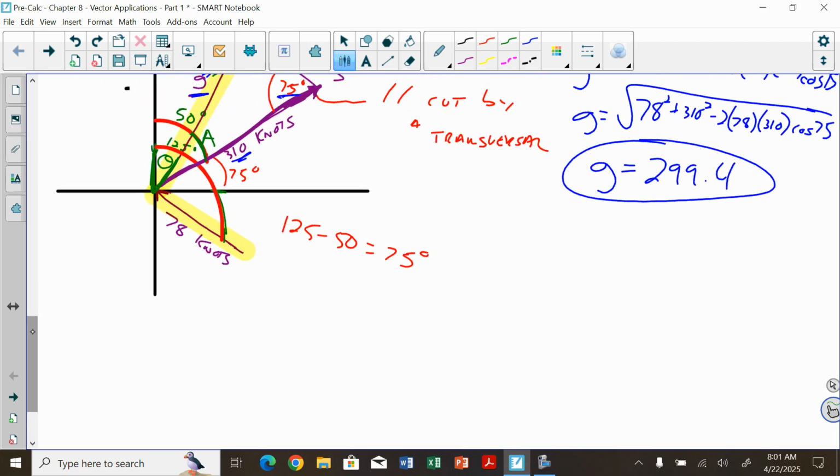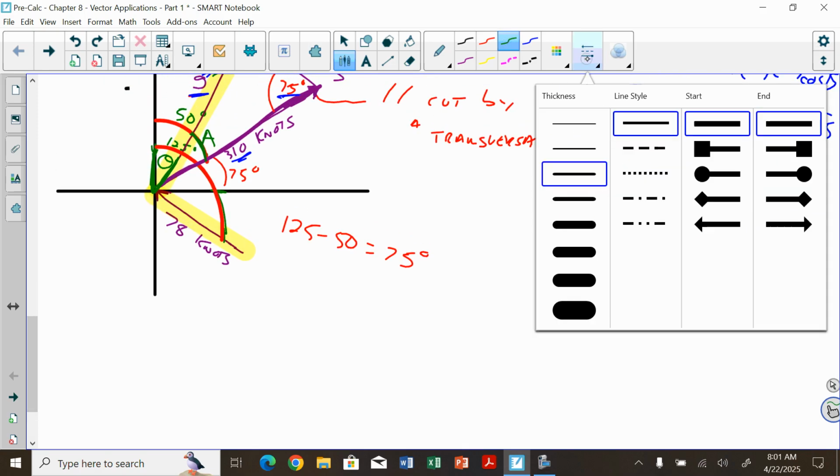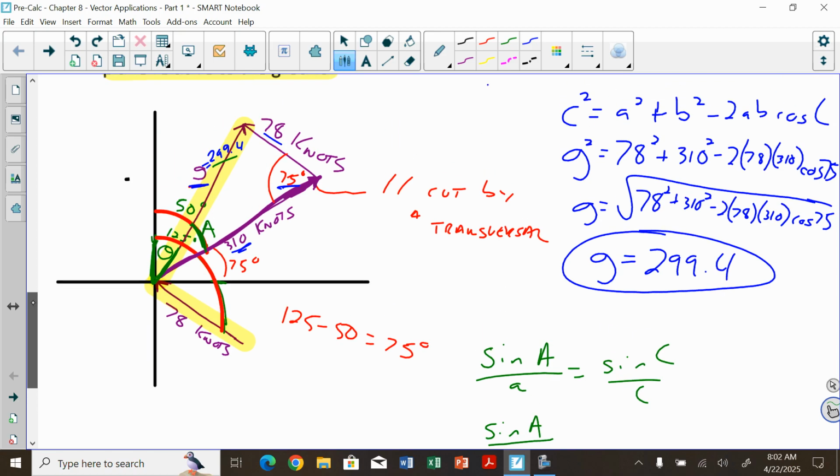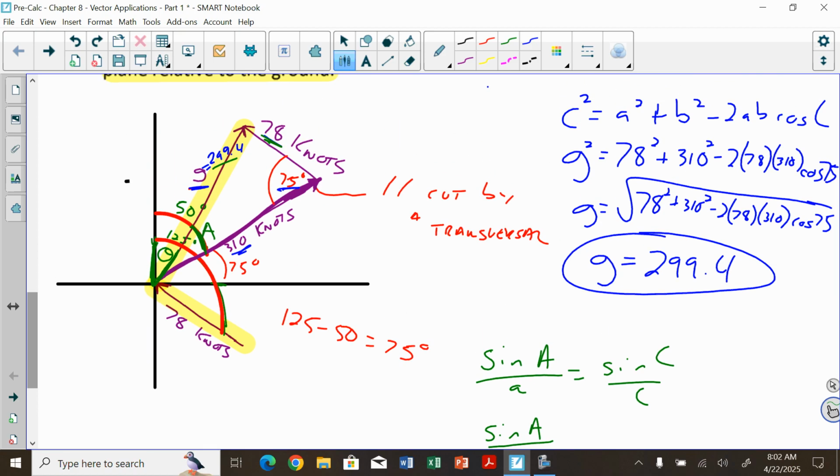So let's go for it in green here. I'm going to go sine of angle A over a equals sine of angle C over c. That's just the law of sines. So if angle A is right here in the triangle that we formed, then it's going to be sine of A, that's what we're trying to find, over the side opposite that, which is the 78 knots.